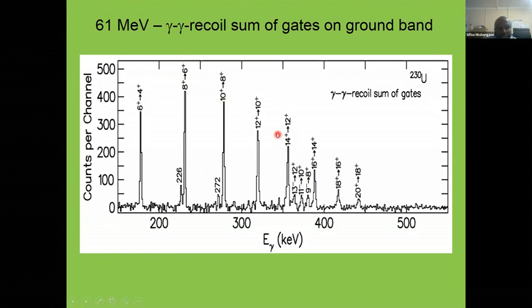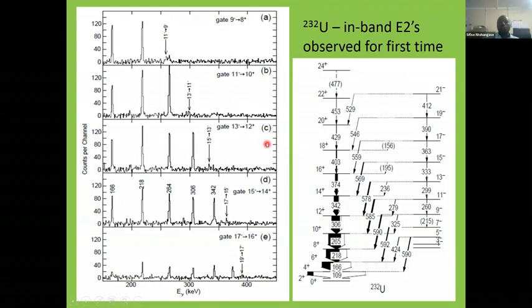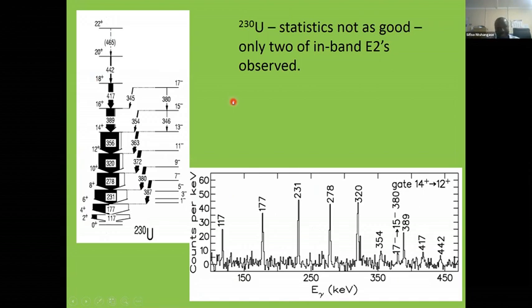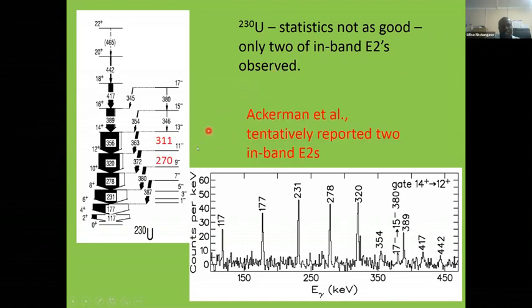They are lying here, and so we were able to extend the ground state band with 3 transitions. But most importantly, we observed the E2 transition for the first time here. I mean, you can see them here. This is for 232, and for 230 there was not enough statistics. In addition to the transitions that were observed by Ackermann, we were able to identify 2 more transitions.